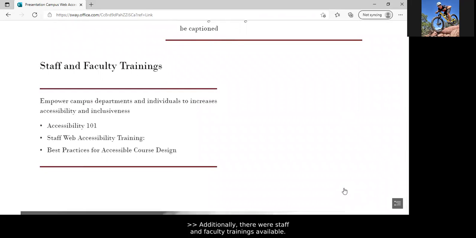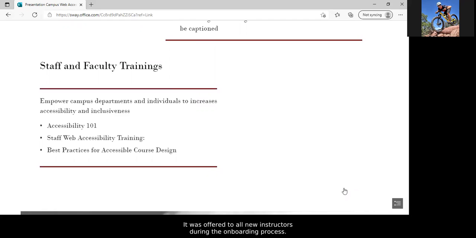Additionally, there were staff and faculty trainings available. One of those trainings was Accessibility 101. This was launched in 2017, which engages staff, adjuncts, faculty, and student employees with modules to remediate and create accessible content in Word, PDF, PowerPoints, and videos. It was offered asynchronously or in hybrid formats.